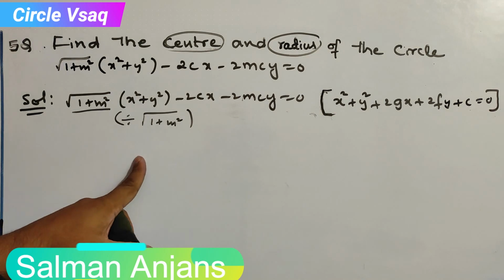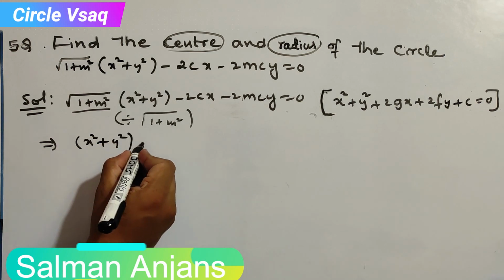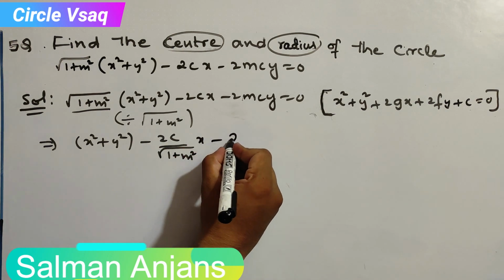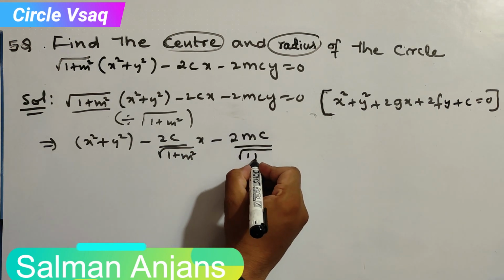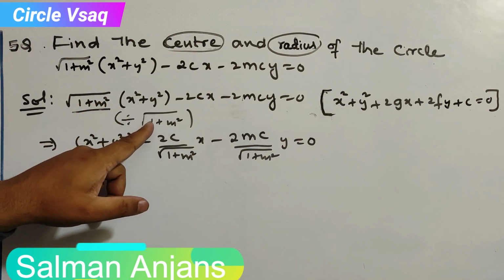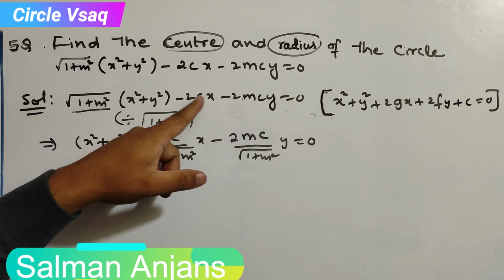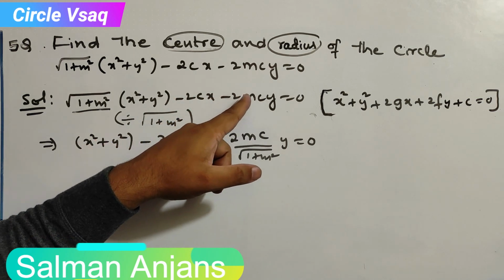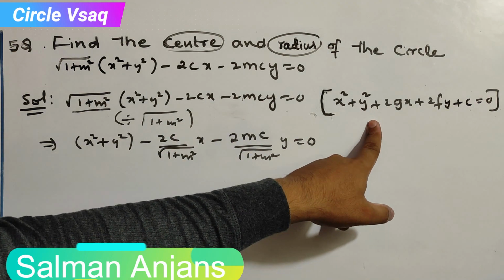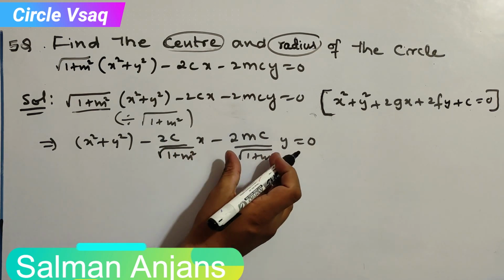After dividing by root over (1 + m²), the given equation becomes x² + y² minus 2c by root over (1 + m²) x minus 2mc by root over (1 + m²) y equals 0. Root over (1 + m²) divided by root over (1 + m²) cancels. x² + y² minus 2cx by root over (1 + m²) minus 2mcy by root over (1 + m²). Now this is in the form of the general equation. Now the 2g value: this is the value of 2g, this is the value of 2f.